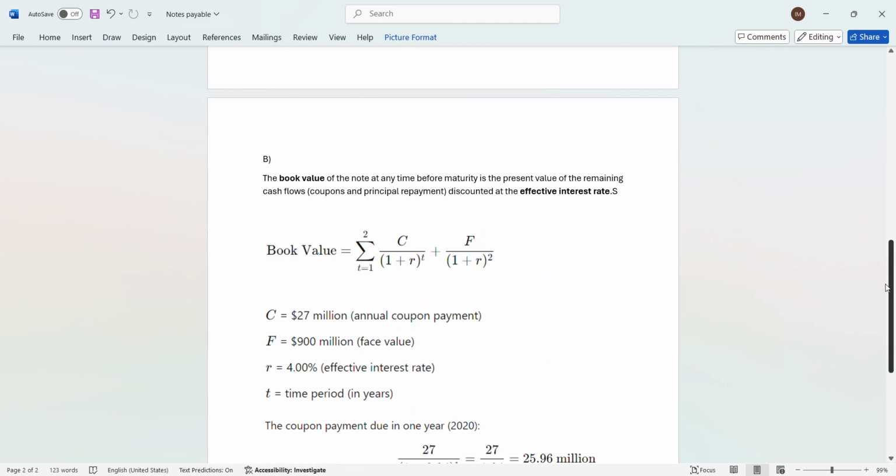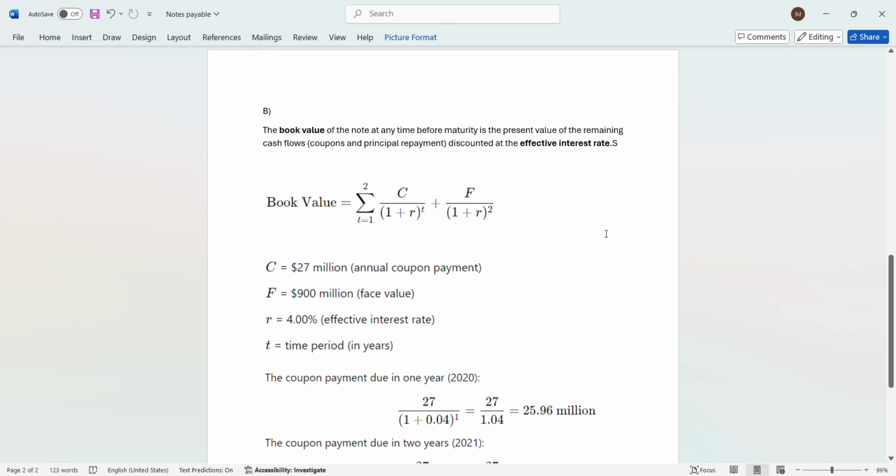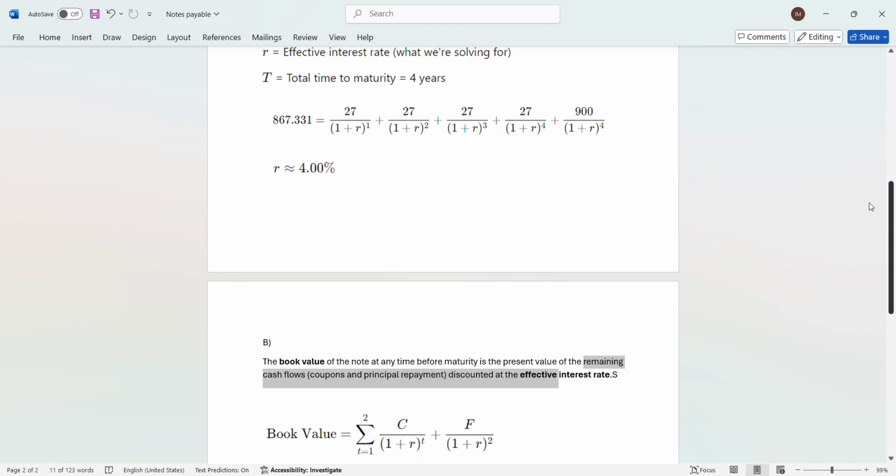I hope you understand it. So let me recap the main idea. For the book value, you have to consider the remaining cash flows, and you calculate the present value of those remaining cash flows for the coupon payment and also for the face value, the principal amount, and then just sum up the two components and you will get the book value for that year. For this book value, you need to calculate the effective interest rate earlier. Once you have the effective interest rate, you can easily discount the amounts and get your expected book value.